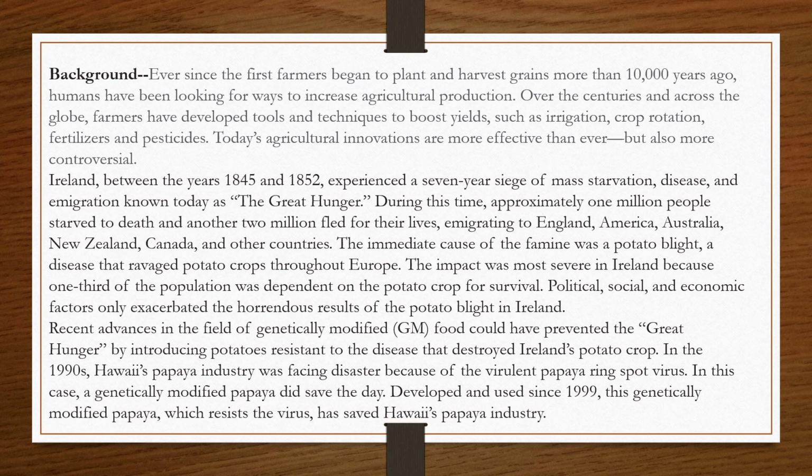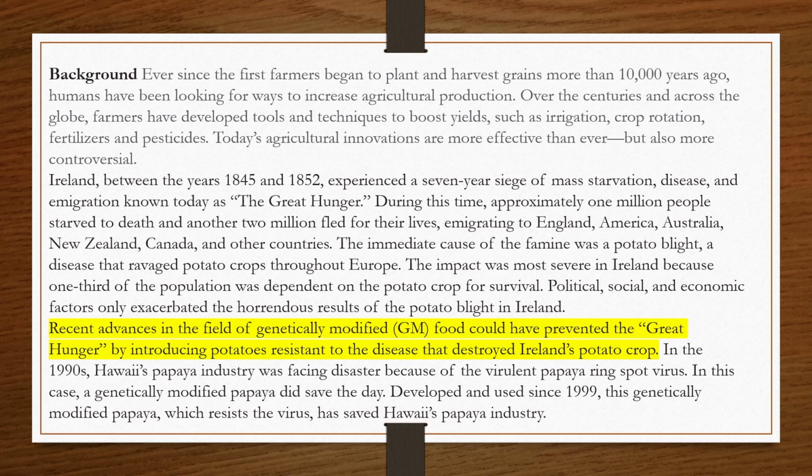Recent advances in the field of genetically modified food could have prevented the Great Hunger by introducing potatoes resistant to the disease that destroyed Ireland's potato crop. In the 1990s, Hawaii's papaya industry was facing disaster because of the virulent papaya ring spot virus. In this case, a genetically modified papaya did save the day. Developed and used since 1999, this genetically modified papaya, which resists the virus, has saved Hawaii's papaya industry.